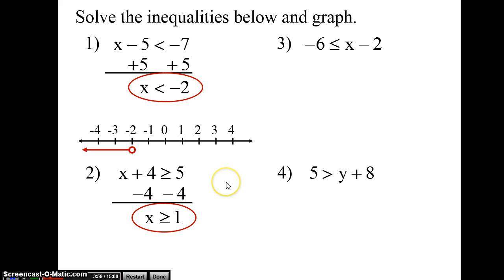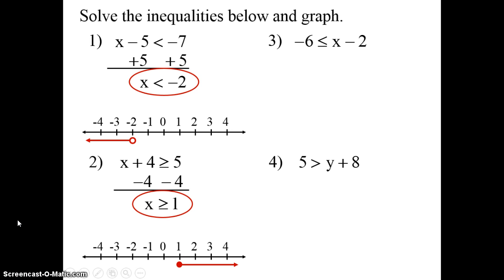So now I'm going to graph. Here's my graph. I have x is greater than or equal to 1, so I'm going to use a solid dot at the 1. And it's greater than, so I'm going to shade to the right.